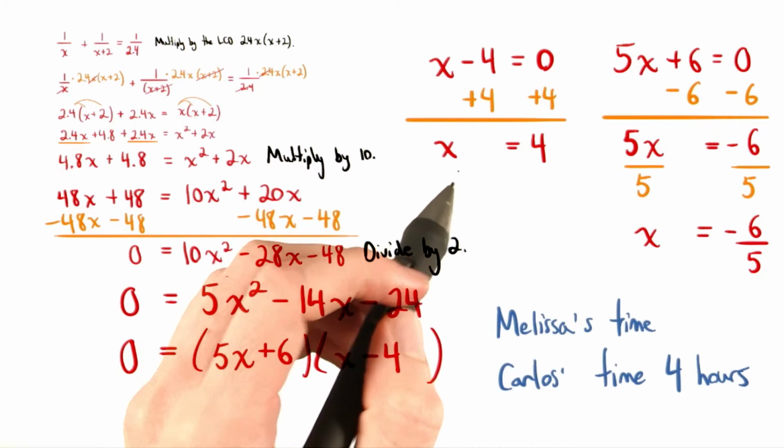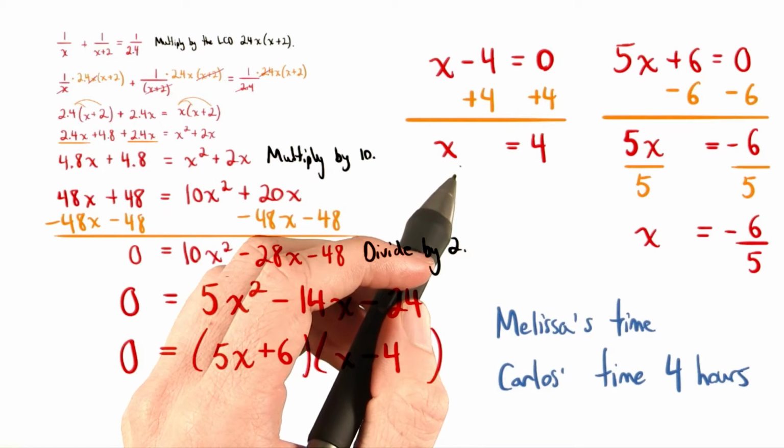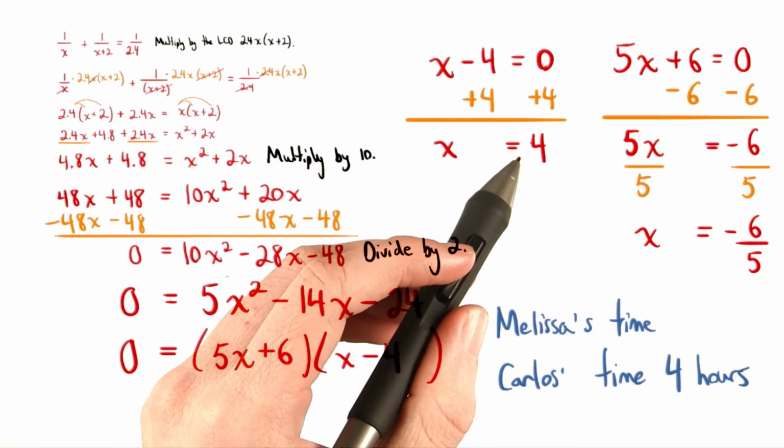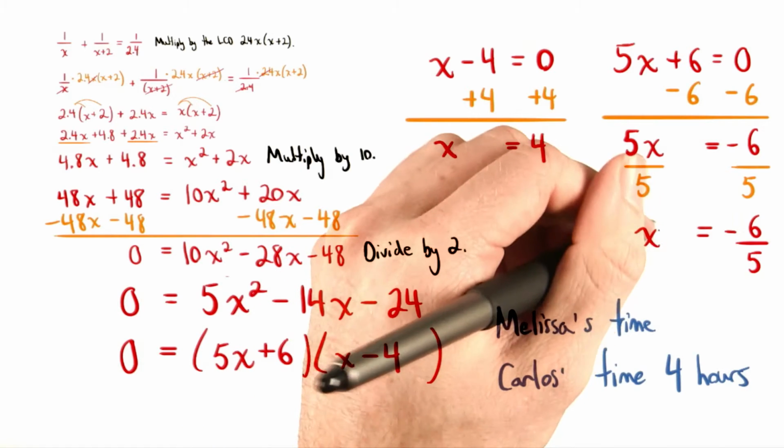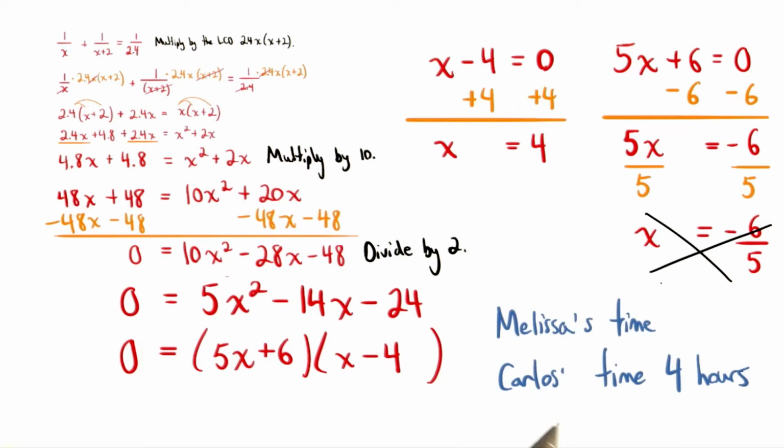We know x is the amount of time it takes for Carlos to edit the film, so it would take him 4 hours. We don't use this choice since it's negative. That wouldn't make sense with our concept of time. So since it takes Carlos 4 hours, it must take Melissa 6 hours.